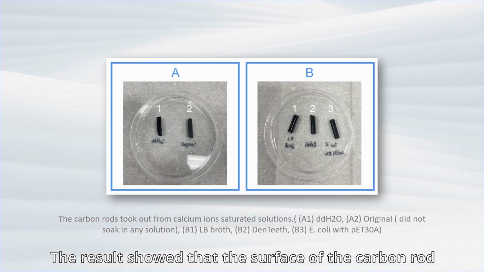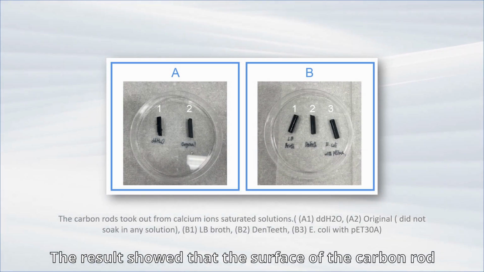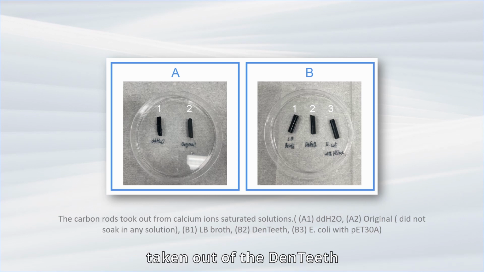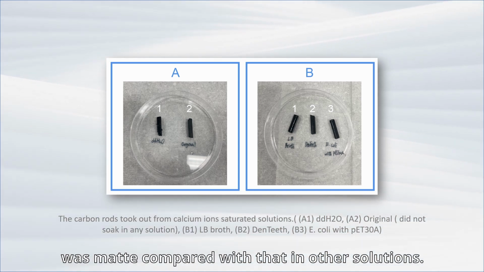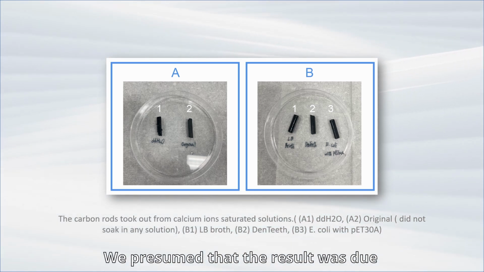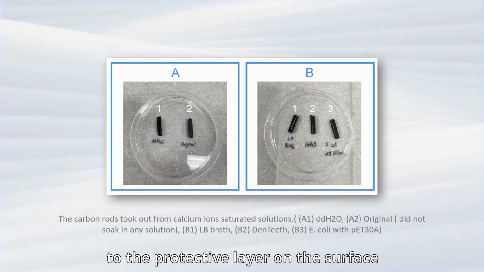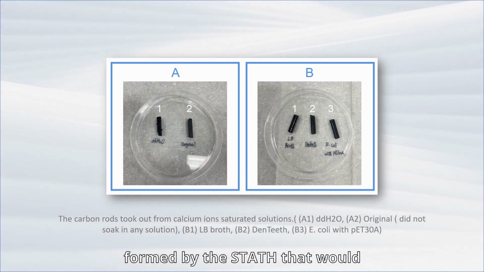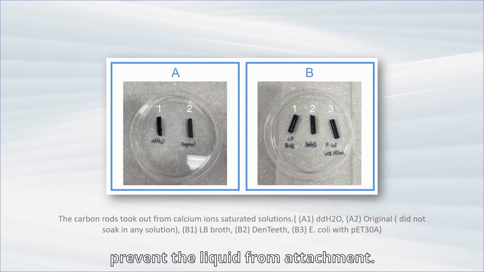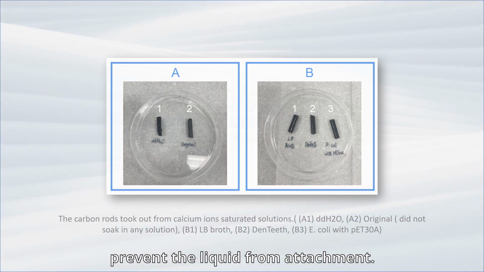The results show that the surface of the carbon rod taken out of the dentist was matte compared with that in other solutions. We presume that the result was due to the protective layer on the surface formed by the STATH that would prevent the liquid from attachment.